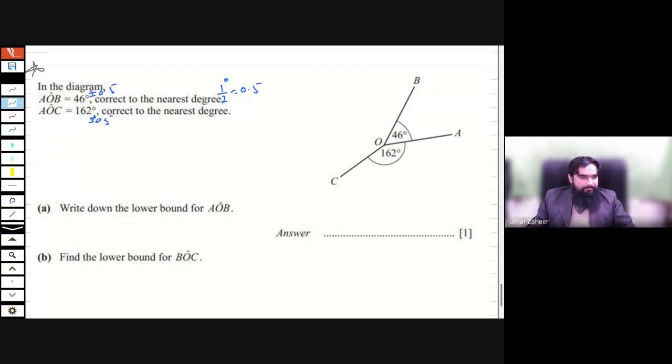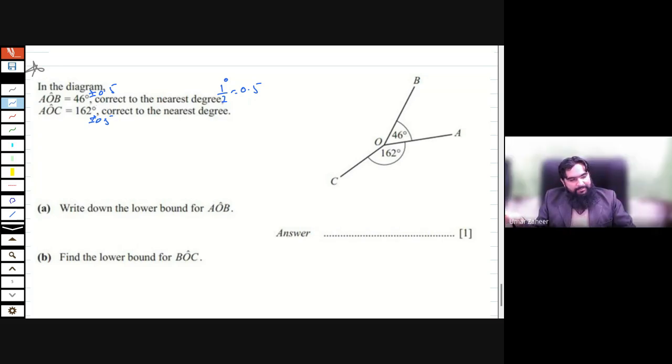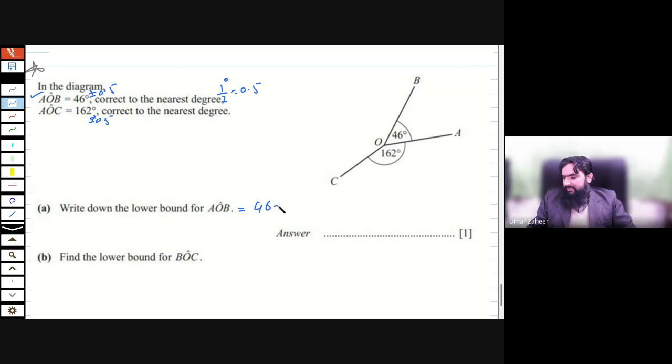Is the first step clear? It means for 46, it can be 46.5 maximum or it can be 45.5 minimum. Now he says to write down the lower bound for AOB. What is the lower bound of AOB? 46 minus 0.5. So the final answer will be 45.5. It is the lower bound.